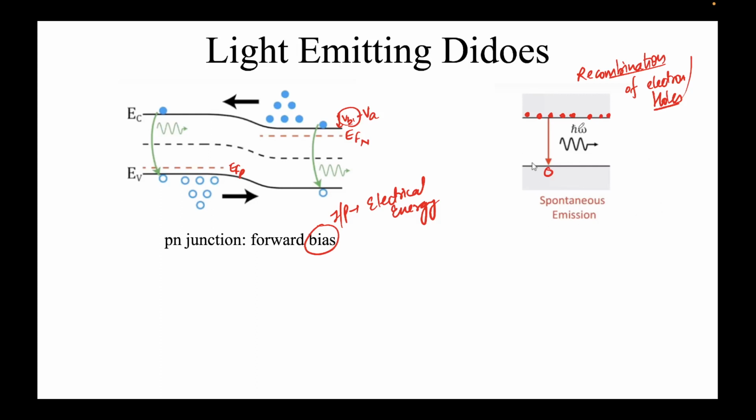So how will the light come about? You see this photon, through the process of spontaneous emission, this photon will be emitted. What will be the wavelength of the photon, or the h nu? So h nu will be equal to Eg, the band gap of the semiconductor.